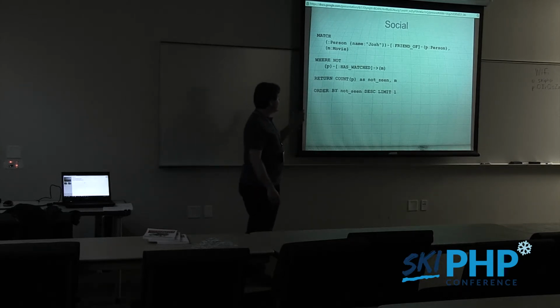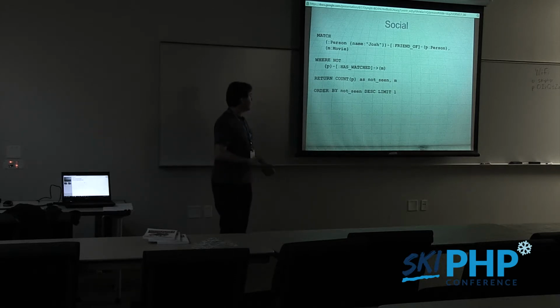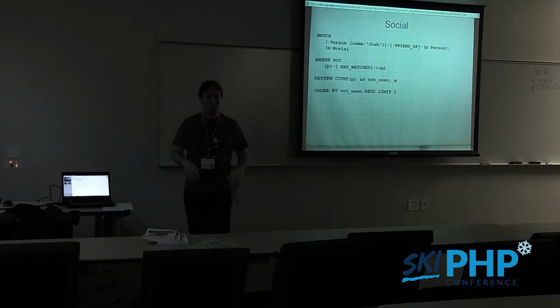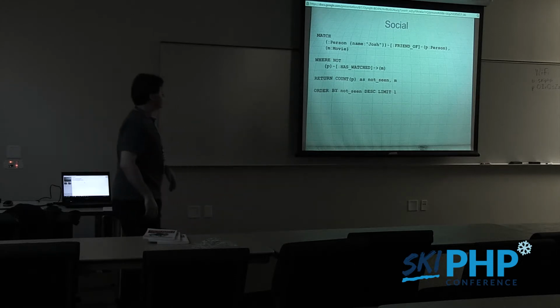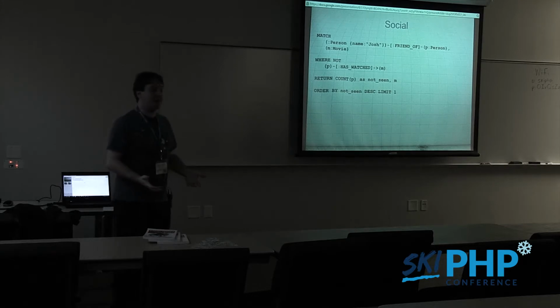That's going to give us, essentially a table if you think about it, of all the people and all the movies that they haven't seen. Then we're going to group the people together by movie and count how many people have not seen each movie. Order it by the one that the most people haven't seen and return it. So again, this is just showing off some of the types of things that Cypher can do.